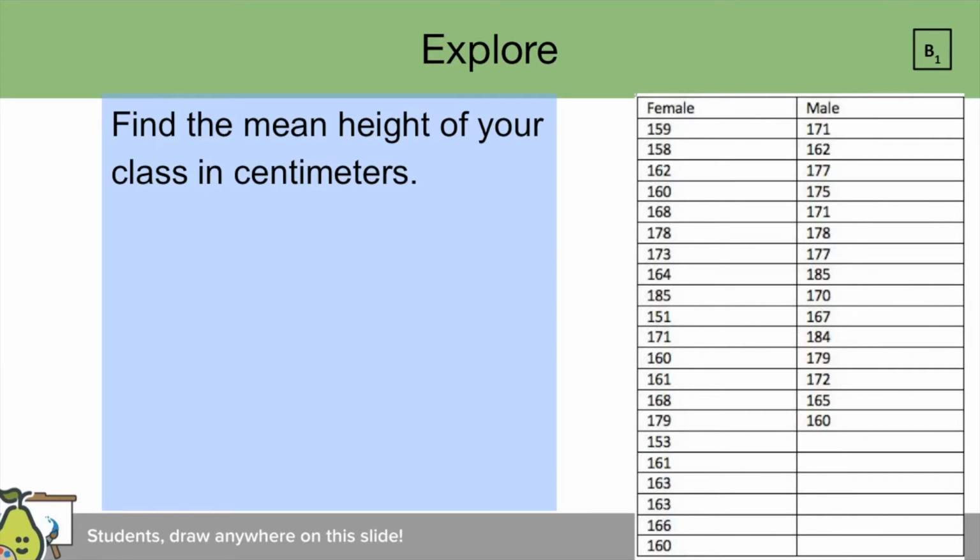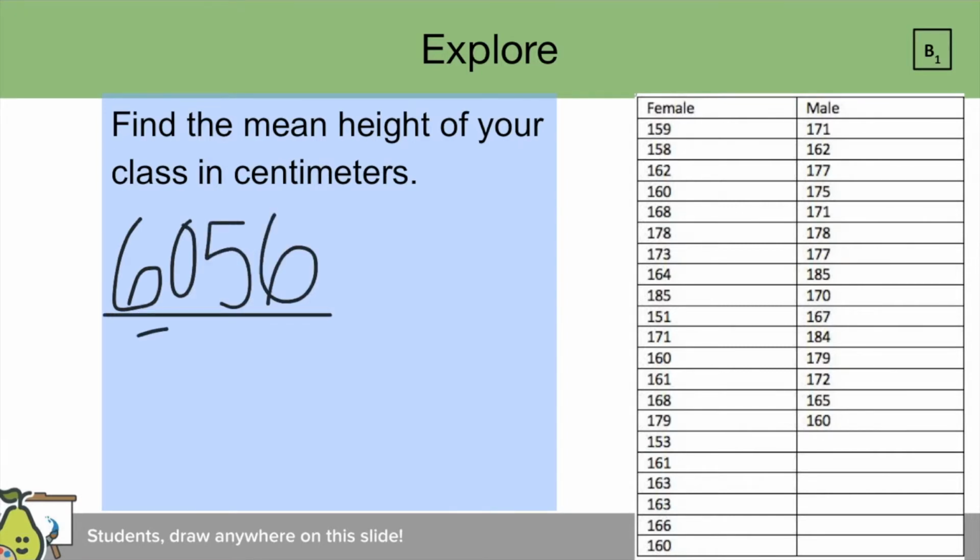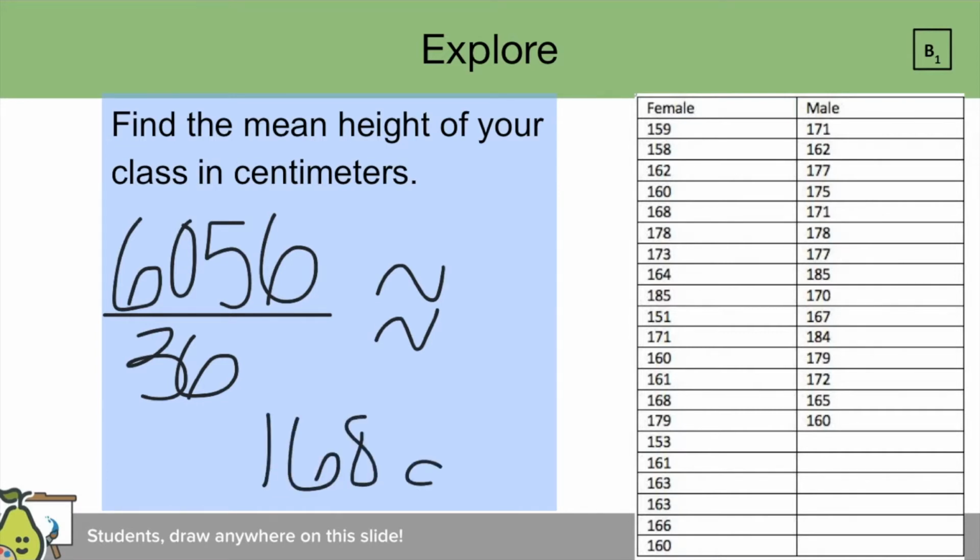So students will get that all of the data points combined will get them 6,056. And as previously mentioned, there are 36 data points, so they will be dividing by 36. Let them know that they should round to the nearest whole centimeter. So students will get that the mean is approximately 168 centimeters.